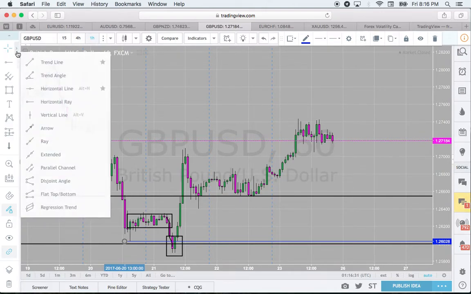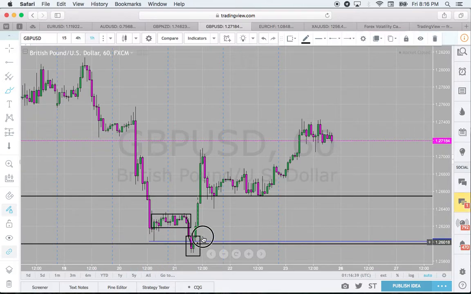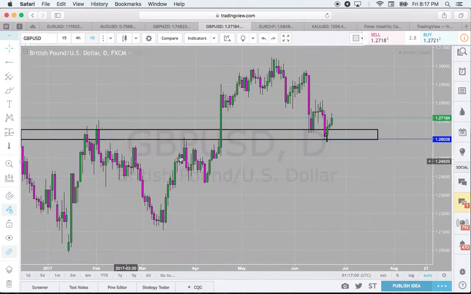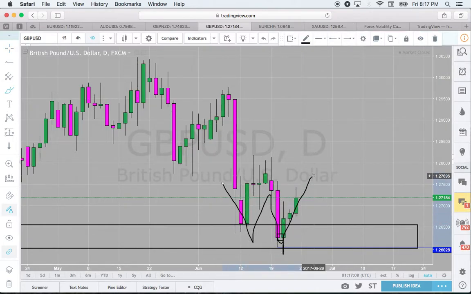So, what can we expect to happen after that trap has been made? A quick move out of that zone after trapping liquidity. So we can see that trap here on a micro. This is a micro trap. And then on that macro, the daily, we can see that trap as well. You can see that double tap to that liquidity zone.